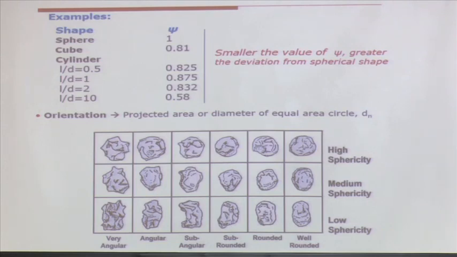Some examples I am giving. For the sphere, the sphericity is 1, the ratio will be 1. For the cube, this will be a good exercise, you just try it with your geometry knowledge, based on that definition, whether these values are right or not. It will be a good exercise for this evening. Cube, it is 0.81. Cylinder, if L by D is equal to 0.5, it becomes 0.825. If L by D is equal to 1, then this is that. L by D equal to 2, then it is 0.832. L by D equal to 10, this is 0.58. That means even for a cylindrical shape, the L by D ratio tells you what the sphericity of my particle is. Please try it. The smaller the value of psi, the greater the deviation from spherical shape.